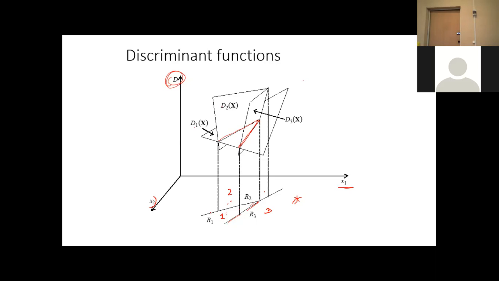1, 2, 3. There are no objects. It doesn't matter how many objects you have. Actually, several objects, I might draw all of them here. Two features, so n is equal to 2 here, and m, the number of classes, is equal to 3. It's like the visualization of the discriminant functions.